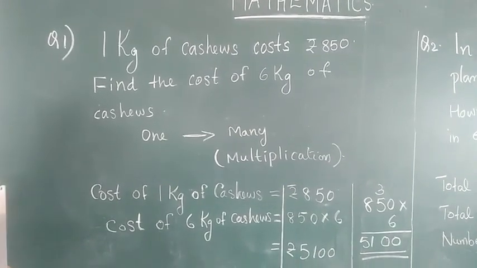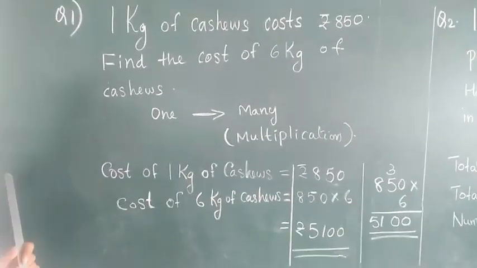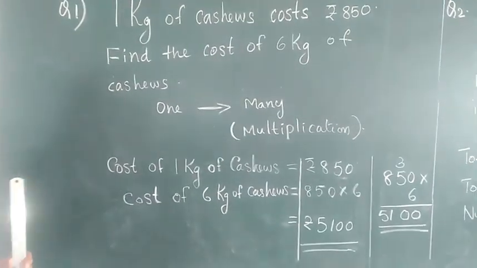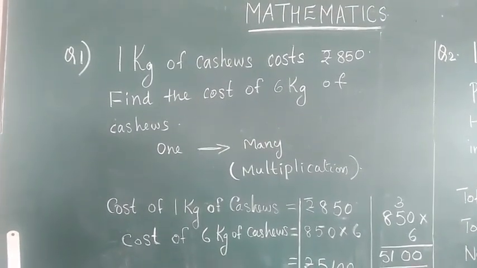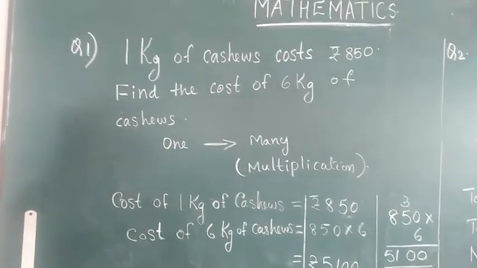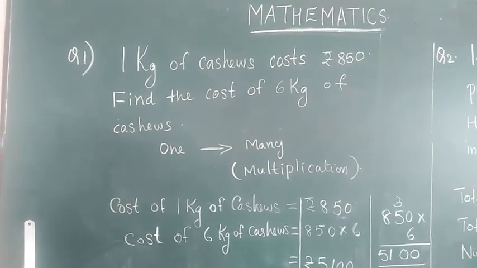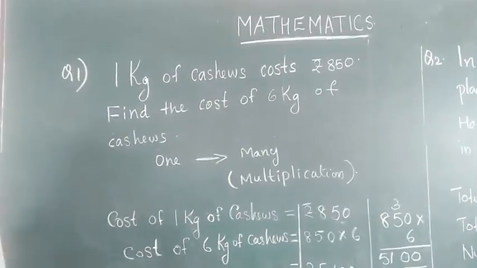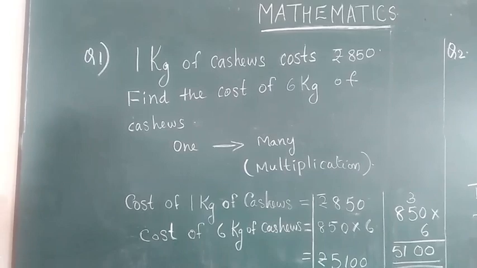That means the cost of 1 kg of cashews. Cost, you know what is the cost? Cost means the money or the rupees that we want to pay to the shopkeeper while purchasing an item from the shop. Okay, that is a very familiar word in most word problems. You have seen this word cost. Okay, so we can do the problem.